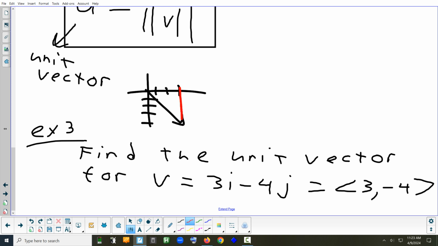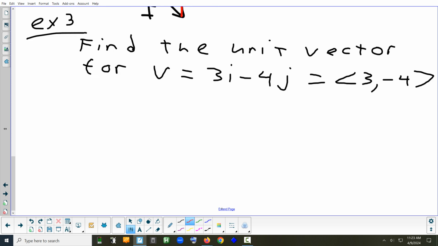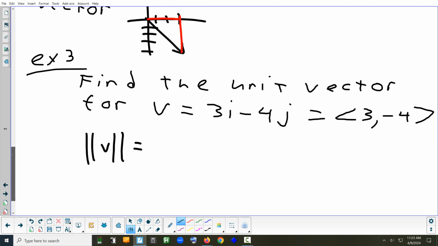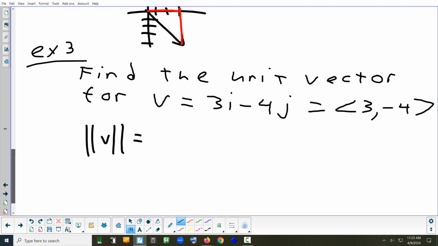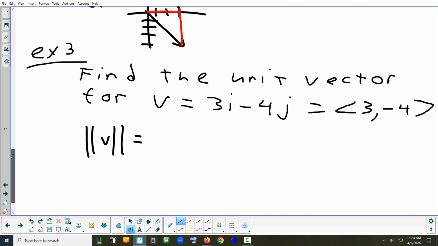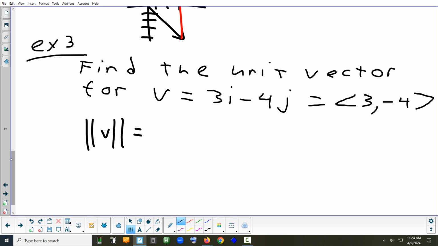Make a right triangle. And can anyone tell me what the magnitude of v is in this case? The square root of 3 squared plus negative 4 squared. And what would be your final answer? 5. So the magnitude of that vector would be 5.